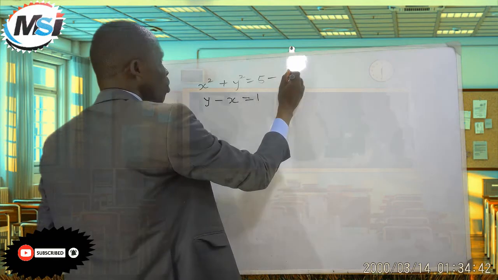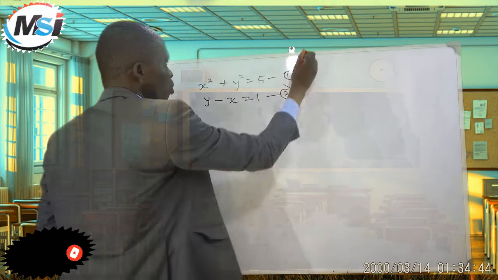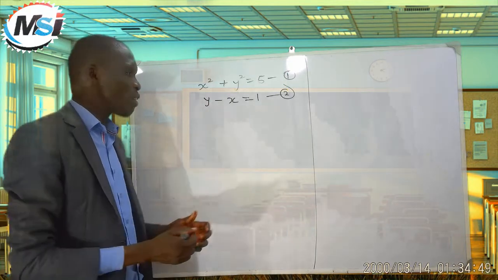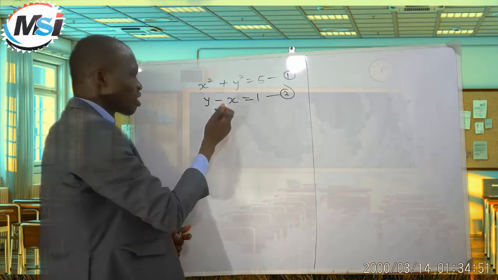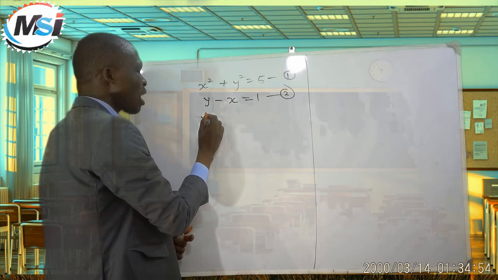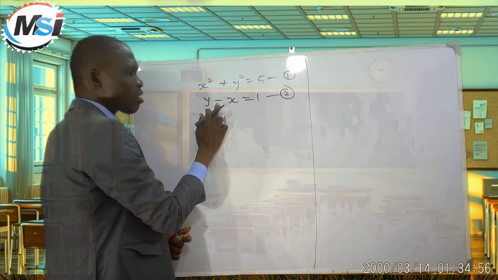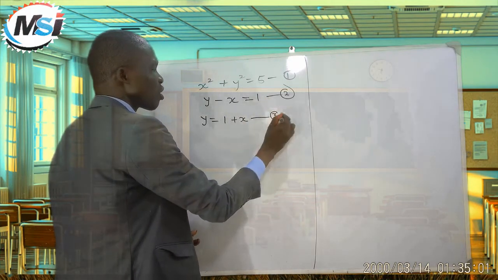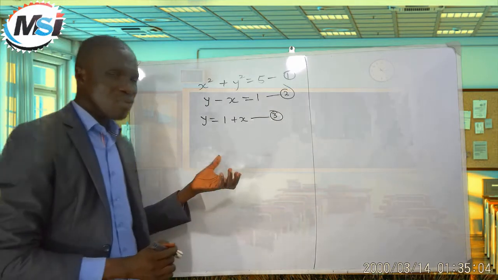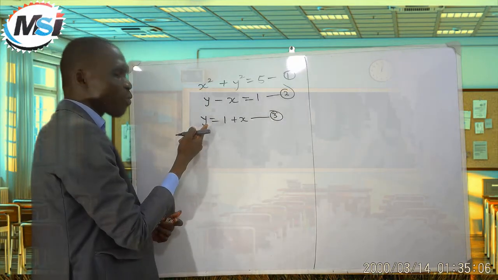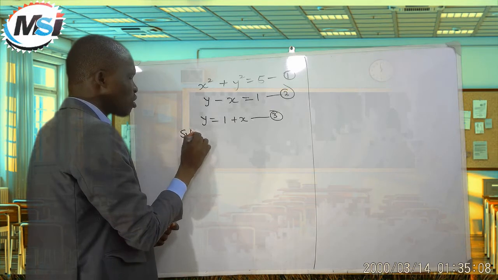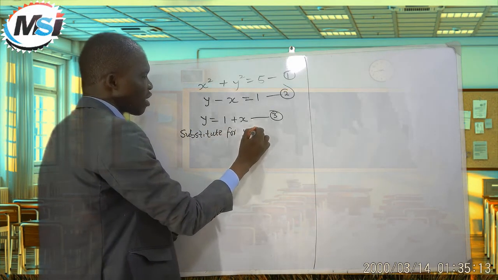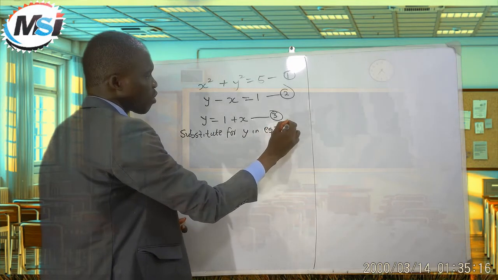Now call this equation 1 and this equation 2. From this we can make y the subject of the formula. And what can we do to do that? Just say from equation 2, y equals 1, and when this minus x crosses to this side, it turns to plus x. You call this equation 3. I hope you are following me, right? You now substitute for y in equation 1.